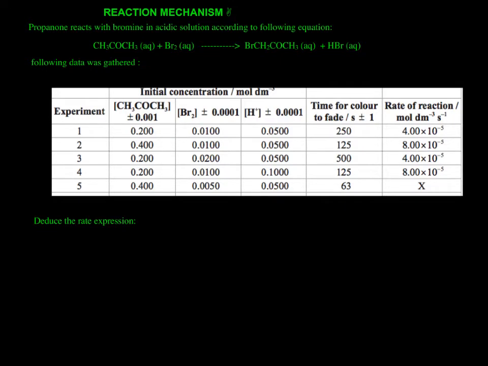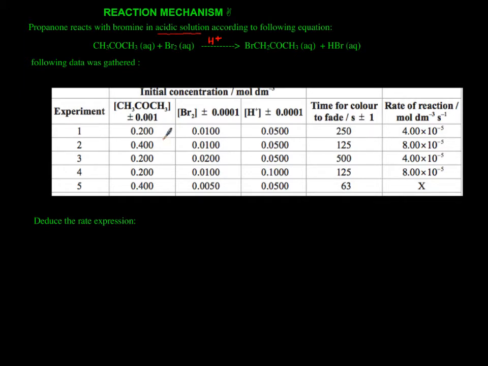Looking at another problem related to mechanism. This time we have propanone adding to bromine to give us two new compounds in acidic solution. So the acid, hydrochloric or sulfuric acid, is our catalyst, but its concentration also can affect the rate of reaction. So the experiments were conducted, 5 different trials. The rates are given, and we are looking at the changes of concentration versus rates.